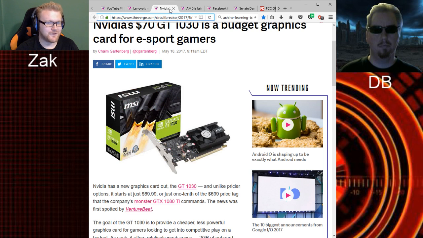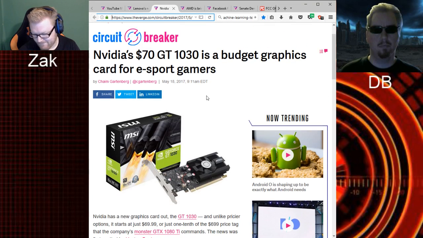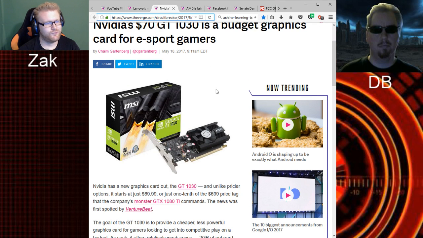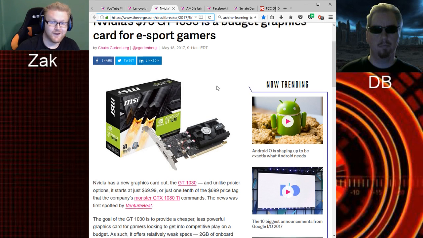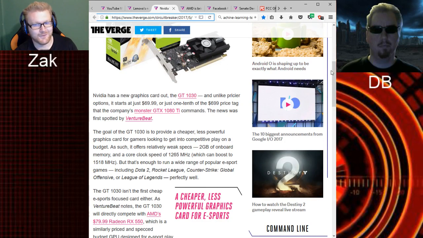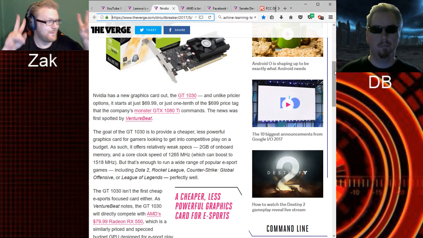Next big one today. It's going to spark a little bit of a controversial topic. You like MOBAs? You're going to love this product. You don't like MOBAs? Oh, you're going to hate this product. Take it away, Zachy boy. NVIDIA's $70 GT 1030 is a budget graphics card for esports gamers. Don't worry, CSGO, you're fine. This graphics card will play games such as Dota 2, Rocket League, Counter-Strike, or League of Legends perfectly well.